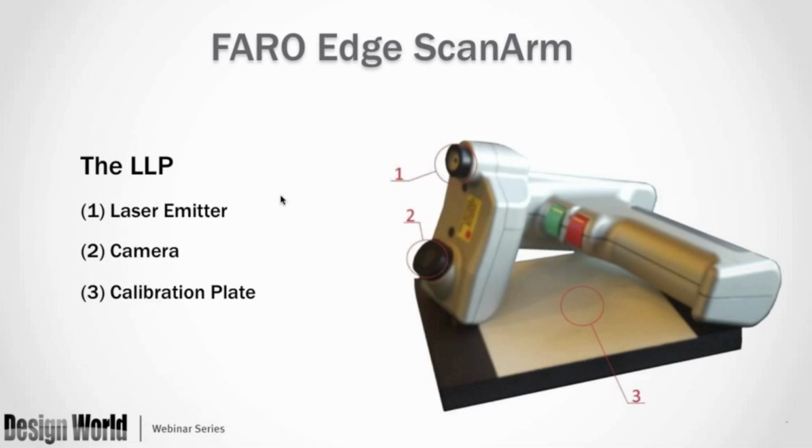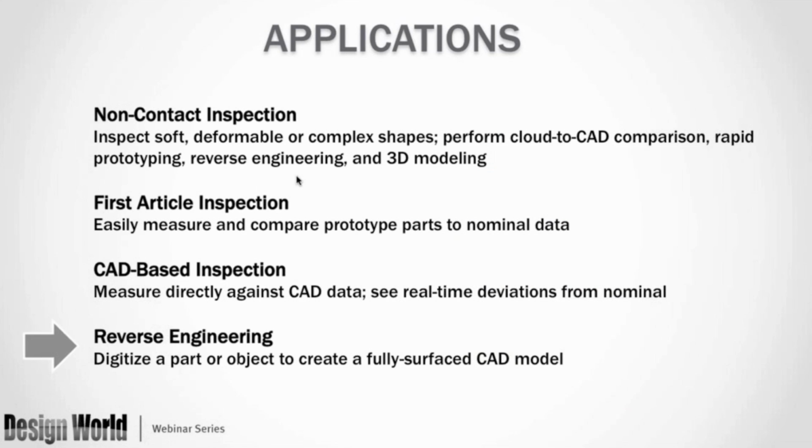In more detail, the LLP consists of a laser emitter, a camera, and a separate calibration plate. In close-up, the LLP looks like a spare handle that you switch out as desired with the regular handle on your Faro Edge arm. The laser emitter is a known baseline distance from the camera and is also at a known angle, allowing for easy triangulation of the coordinates for the points captured. The calibration plate allows the operator to simply establish the orientation and position of the laser line probe relative to the Faro arm. And a quick look at the applications.